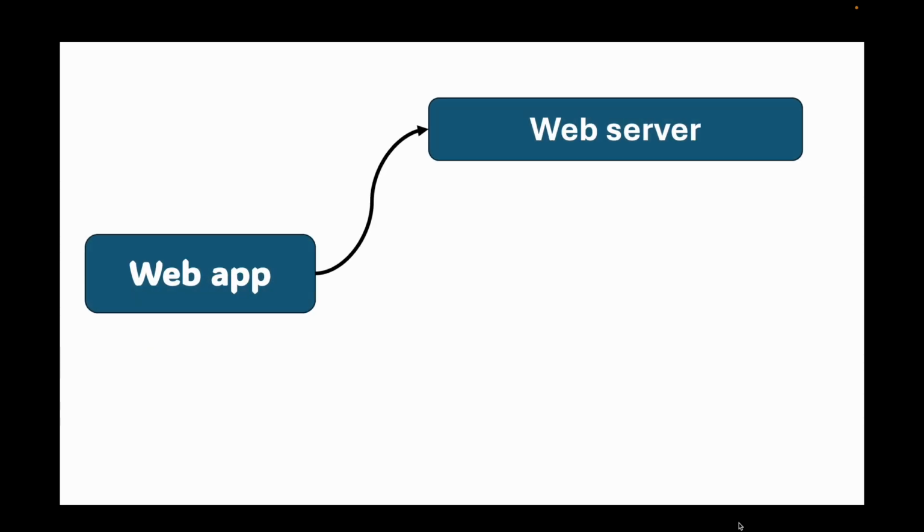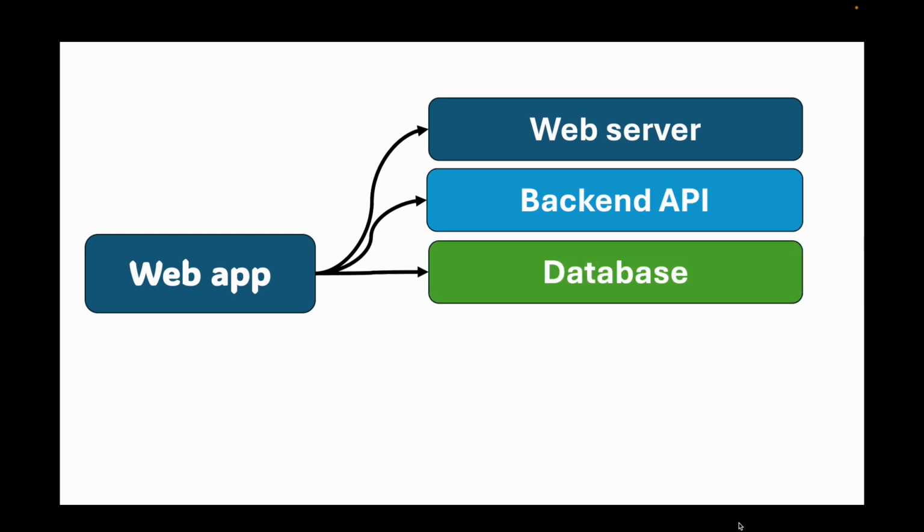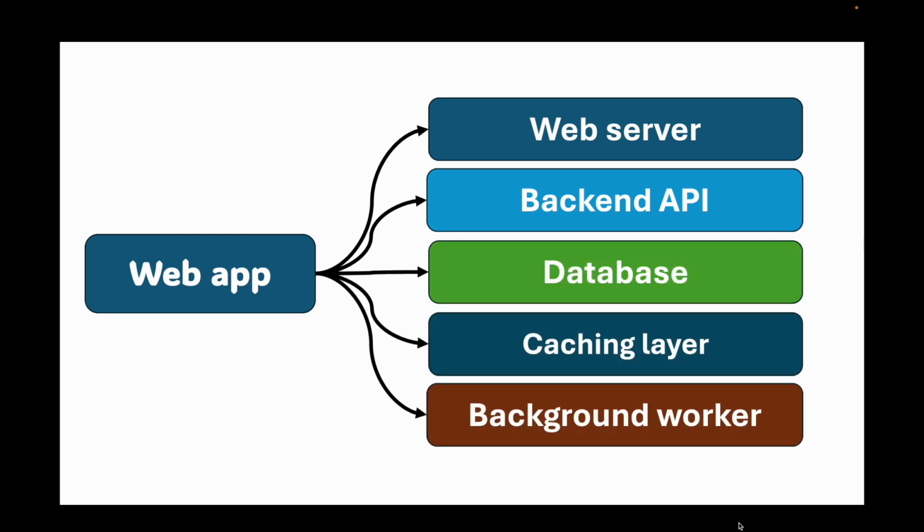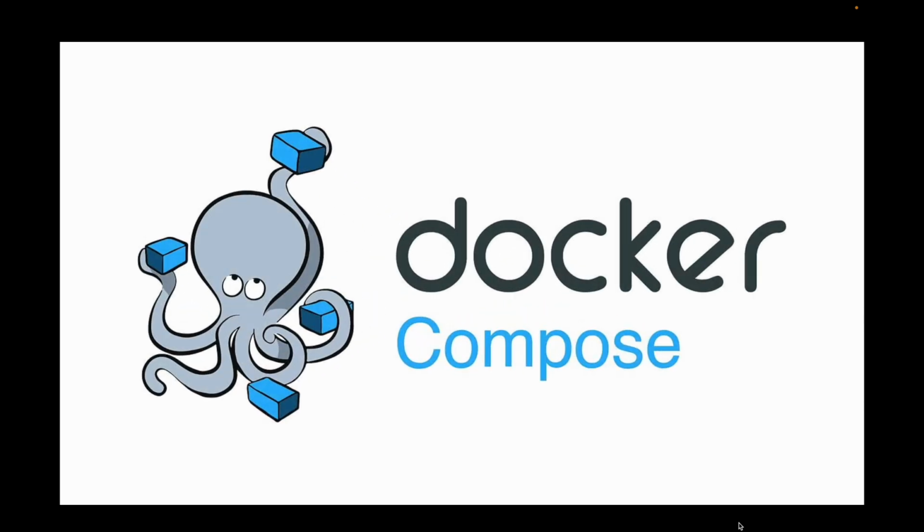A typical web application might have a web server, a backend API, a database, a caching layer like Redis, and maybe a background worker. Managing each of these with separate docker run commands quickly becomes a long, error-prone, and frankly, painful process. So, how do we solve this? The answer is Docker Compose.